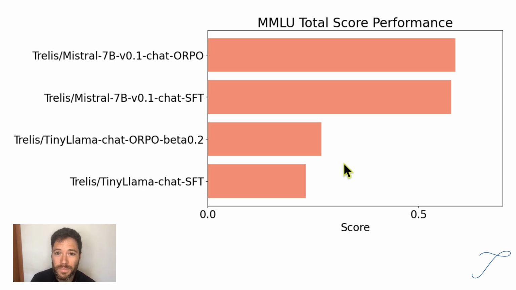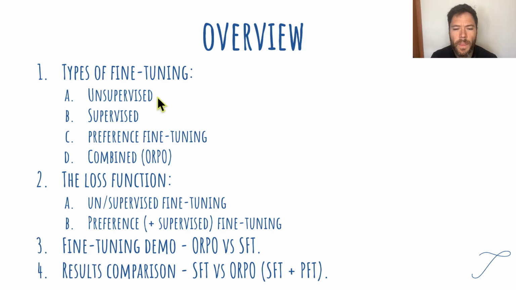So for agenda, I want to recap briefly on how unsupervised, supervised, and preference fine-tuning work, and I'll describe the ORPO method. I'll talk in particular about how the loss function is computed, because with ORPO you have not just cross-entropy loss, but another penalty term that is related to the odds ratio. Then I'll show you a demo of the fine-tuning by stepping through the notebook, and finally some results comparing SFT with ORPO.